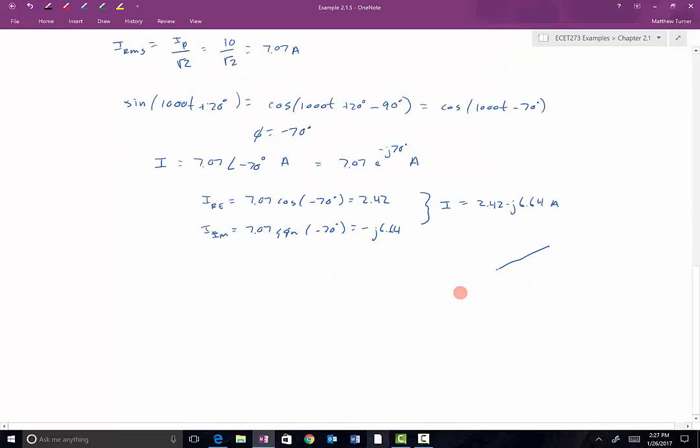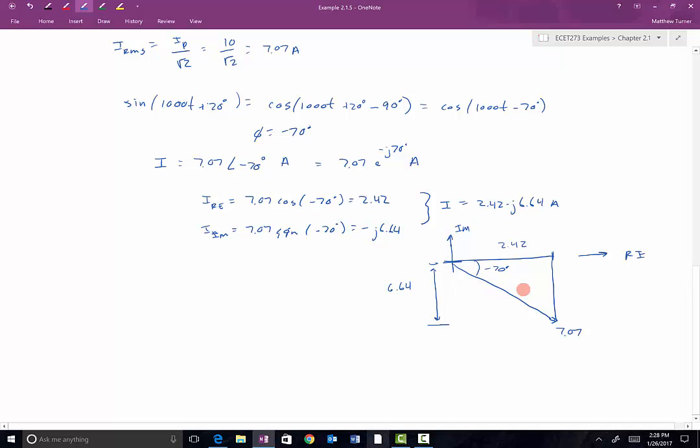And so this gives us a little bit better description in triangular form. We know, well, I drew that the wrong way because this is in the negative imaginary axis. So remember, this axis here represents the real portion. This axis here represents the imaginary portion, positive in this direction, negative in this direction. And so we know that the length of this vector right here is 7.07 amps. We know that the angle formed here is negative 70 degrees, and that means the distance from here to here is 2.42, and the distance from here to here is 6.64.